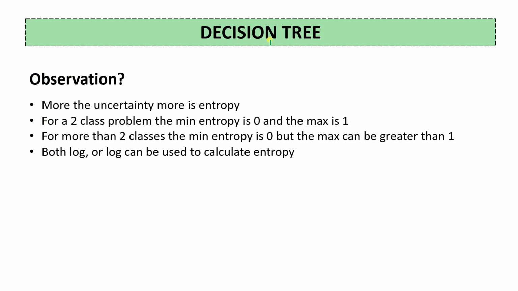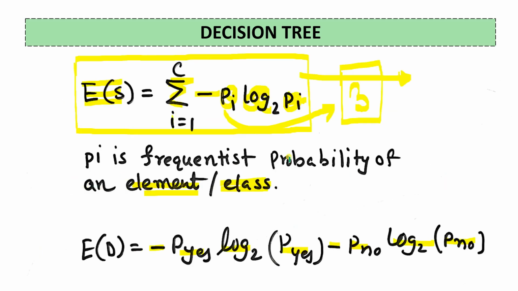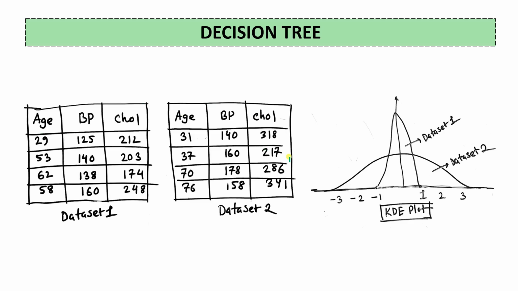We have these observations, you can see here: the more the uncertainty, the more the entropy. For the two class problem, the minimum entropy is 0 and the max is 1. For more than two classes, the minimum entropy is 0, but the max can be greater than 1. Both log base 2 and log e can be used to calculate the entropy. Here I am using log base 2, but you can use log or log2, whatever you like. Let's go to the next slide.